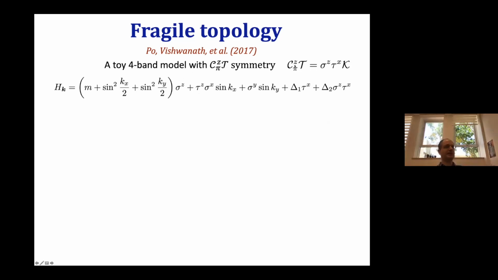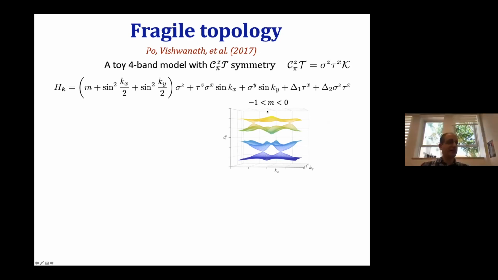C2T symmetry is an anti-unitary symmetry. So this is complex conjugation over here, times some unitary operator. The important thing to note about C2T is that it maps momentum to itself, not to minus itself, because T flips momentum and C2 flips it back in 2D. Now if you diagonalize this Hamiltonian, you find the 4 bands, and each pair of bands touch each other at 2 Dirac points.